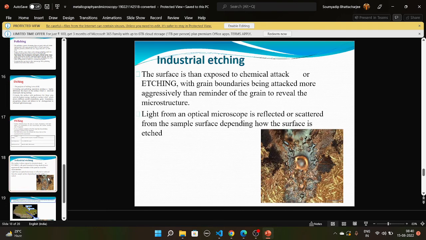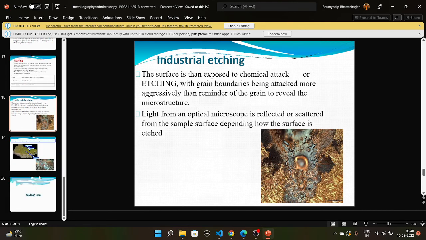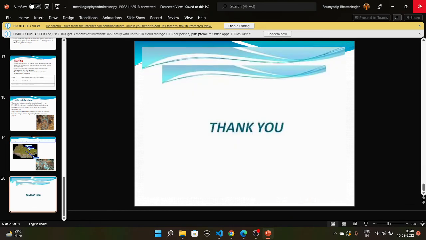Shomadip, any question if you have, please. Anyone? This page, they are just showing finishing, how the grain boundaries are. Any question from your side?